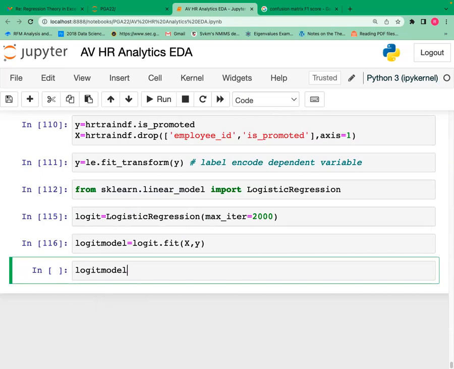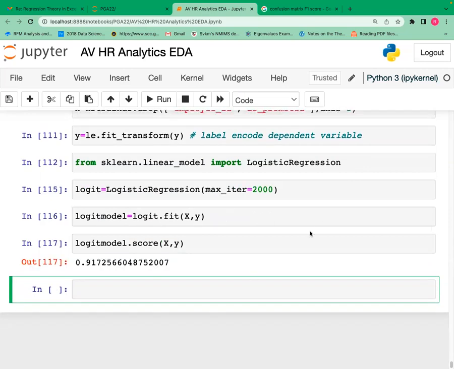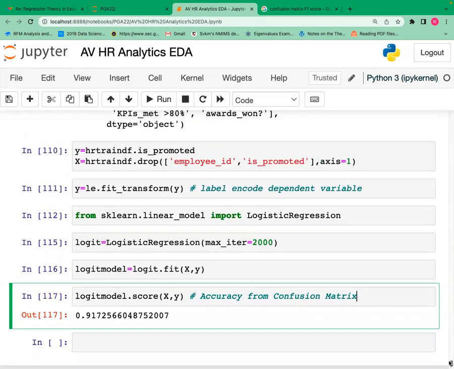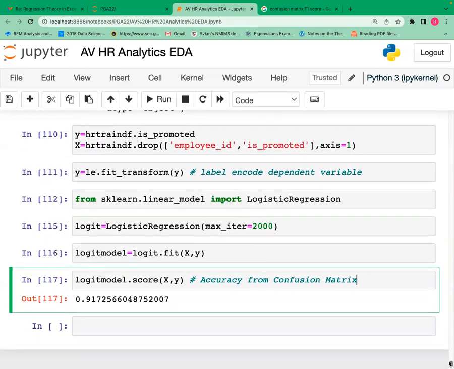Logic model dot score x, comma y. This is the accuracy from the confusion matrix. The algorithm will build a confusion matrix in the backend and it will give you the accuracy. The score function here will give you the accuracy, which is calculated by creating a confusion matrix in the backend.